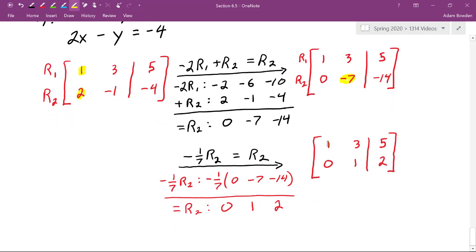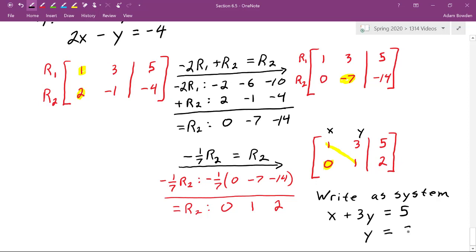And now this is what we call row echelon form because the 1's are diagonal and there's a 0 underneath those 1's. So what we're going to do now is go ahead and take our matrix and write it back as a system with x and y. So the first row would look like, these are my x, this is my y coefficients, so it would go x plus 3y equals 5. The second row would give me just y is equal to 2.